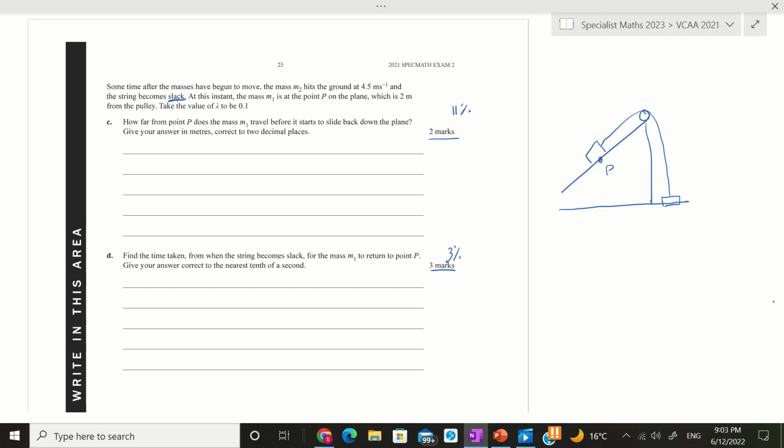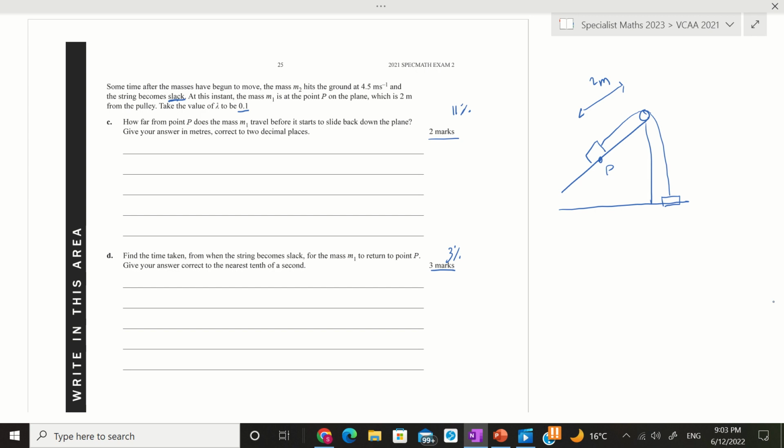Which is 2 meters from the pulley, so from P to the pulley, that's 2 meters. And here we've got our coefficient of friction, which is 0.1. So what we want to find in part C is how far from point P the mass M1 travels before it starts to slide back down the plane. We want to give our answer in meters to two decimal places.